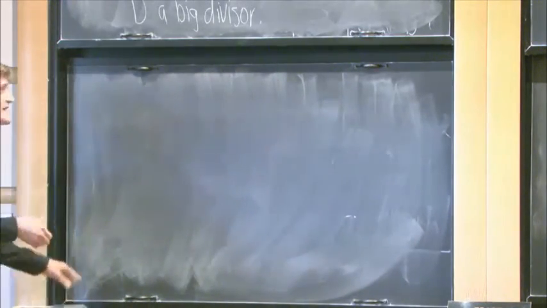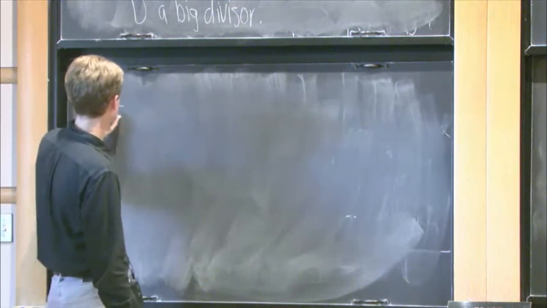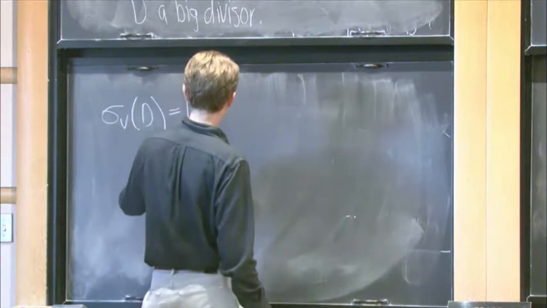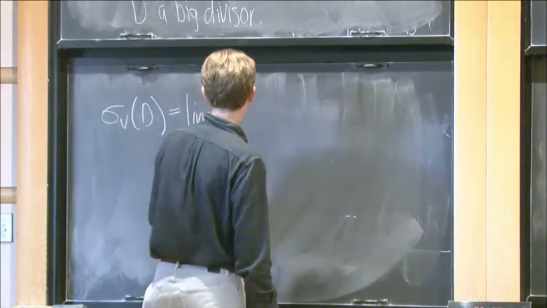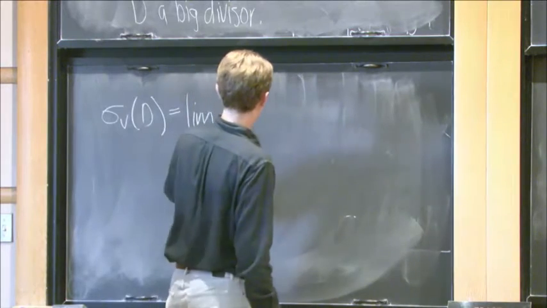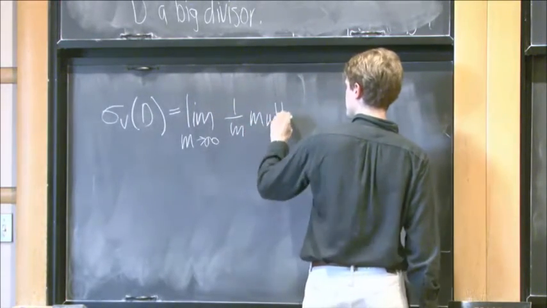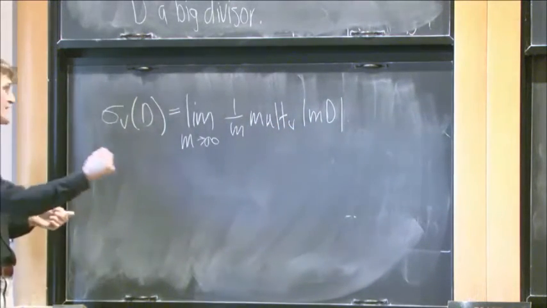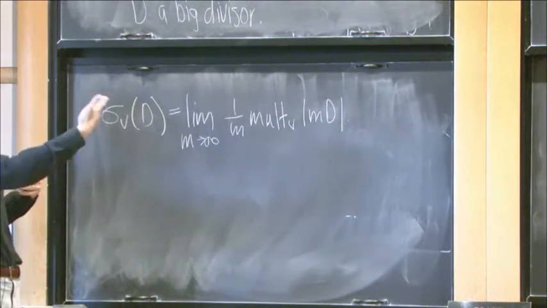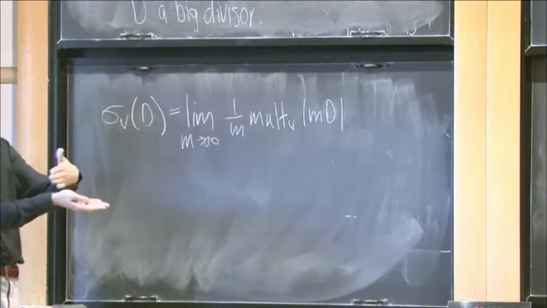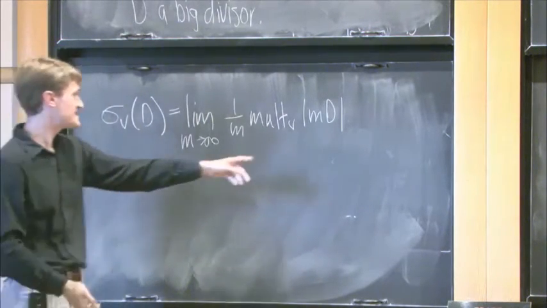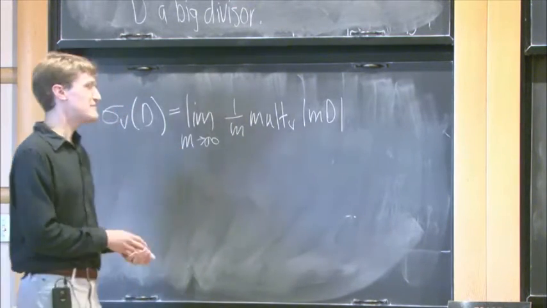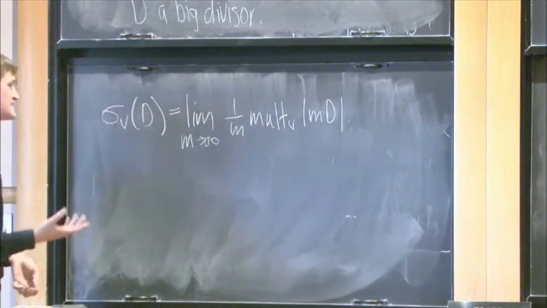Right, so the invariant we're talking about is the following thing. We're going to set sigma_V of D to be the limit as m goes to infinity of 1 over m times the multiplicity along V of a general element of |mD|. So you take your divisor D, you take a very, very big multiple of D. You look at, well, what's the multiplicity of a general section along V? And then you divide by m to sort of normalize. And this limit as you take m bigger and bigger exists.